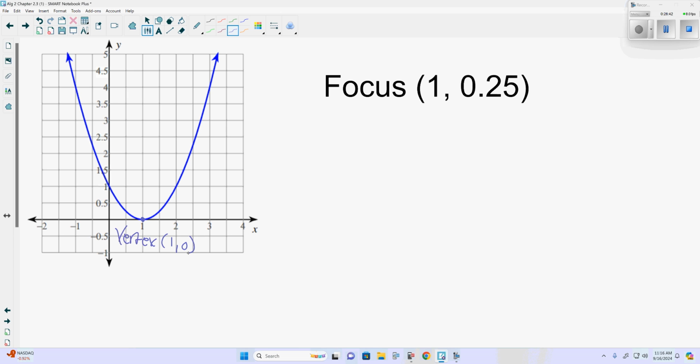Now they gave us the vertex. Here in the equation, it intersected at a nice point, 1, 0. And they told us the focus is 1, 0.25. Now my question for this is, is it opening up or down, or left and right? Up. So, general form: y equals a times x minus h squared plus k.